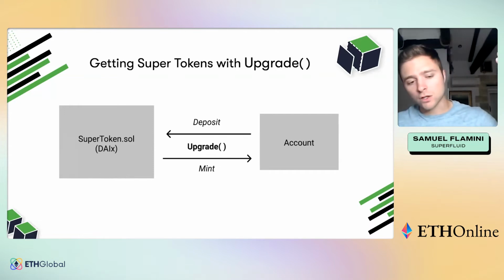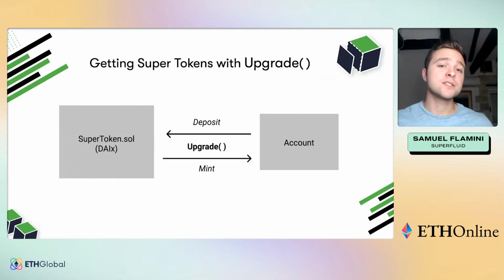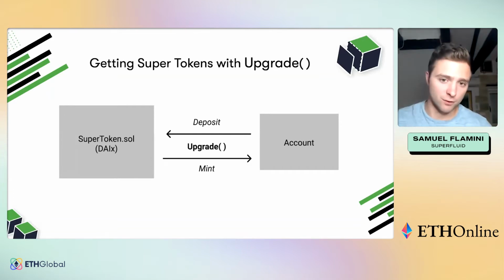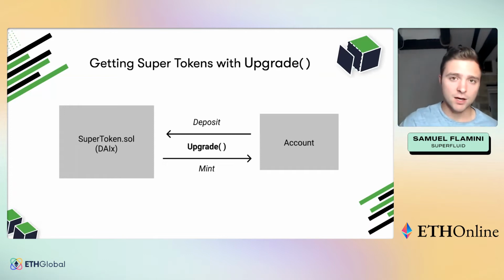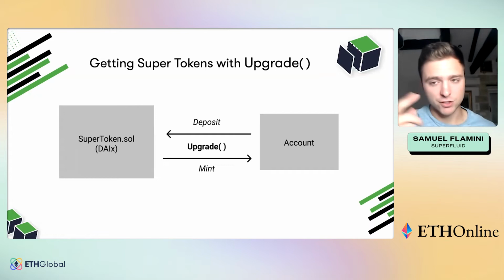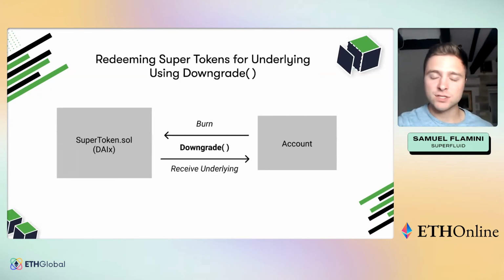But if I want to stream DAI, what I'll need to do is upgrade my existing ERC20 DAI to the super token version. And there's a function on the super token contract called upgrade that will allow you to do that. What that's doing under the hood is just depositing your ERC20 DAI into the super token DAI contract and minting you back a corresponding amount of the super token DAI, right? It's just a one-to-one amount. And the inverse of that operation is the downgrade method, right?